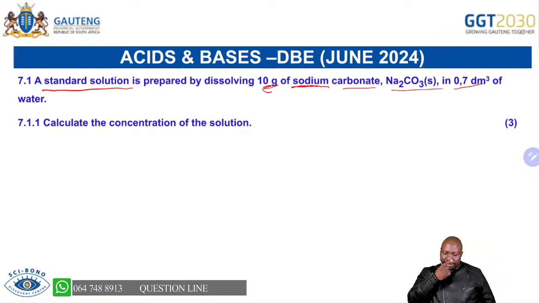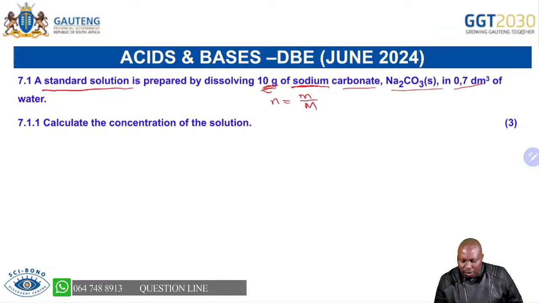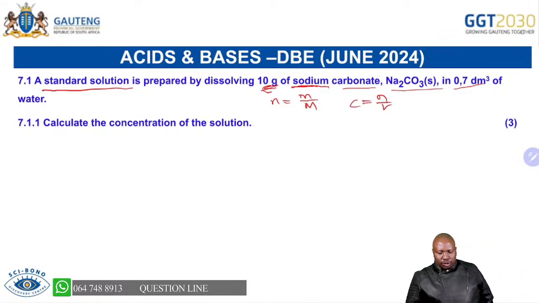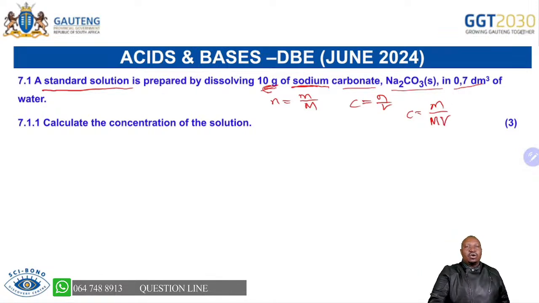Calculate the concentration of the solution. You can see the given information already tells you what is coming. I have mass here, I can calculate number of moles, which is mass over molar mass. And then I have volume here, so I can say C equals N over V. Others will say, no, I can combine these two equations and get one equation: C equals mass over molar mass times volume. Still, you will be able to calculate your concentration.